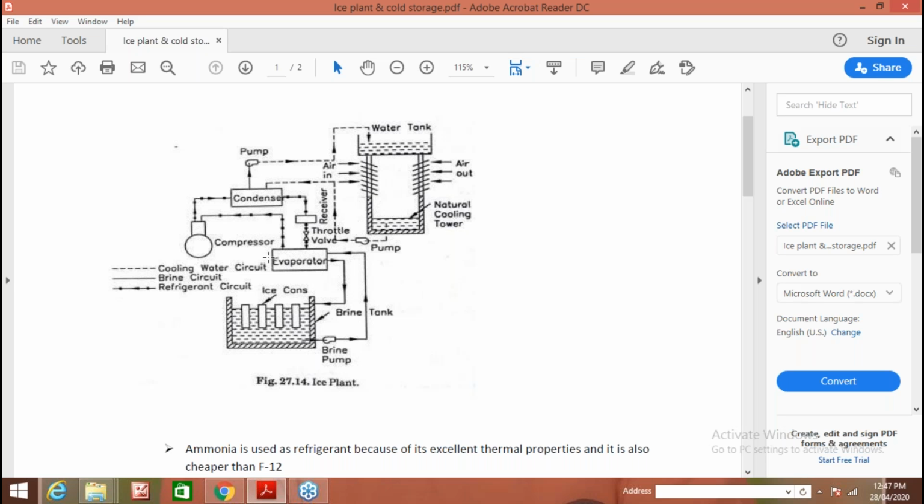Clear? So today we have seen ice plant and cold storage. Our last question: write a short note. There may be a chance of these questions appearing: write a short note on ice plant, or write a short note on cold storage. So you have to draw this diagram properly and explain this diagram. You will get 5 marks. This question generally comes for 5 marks. You will get maximum marks if you draw this diagram and explain properly.